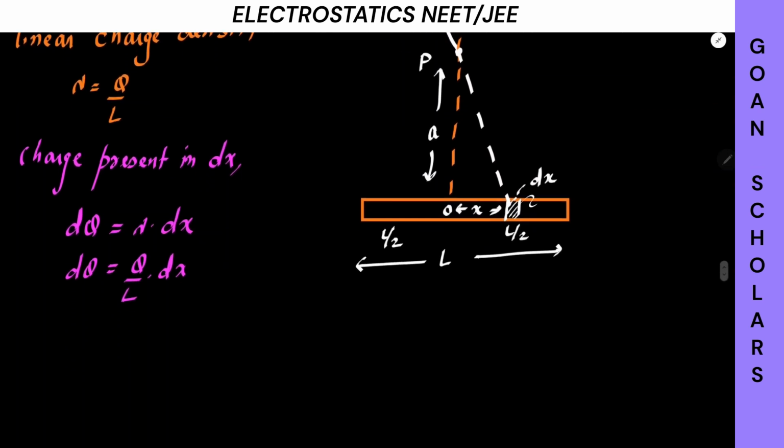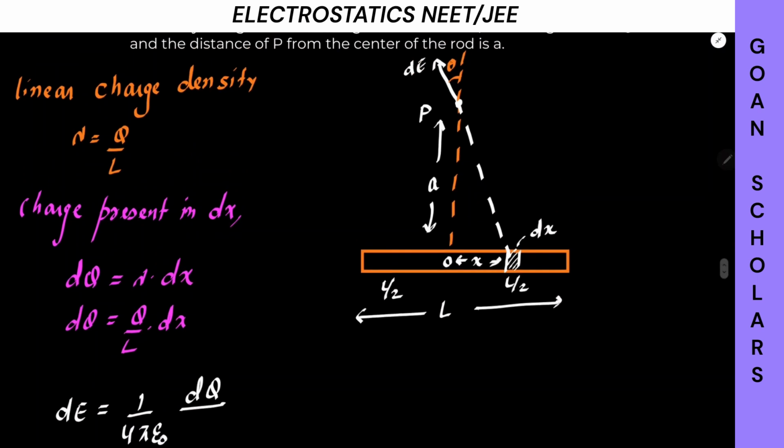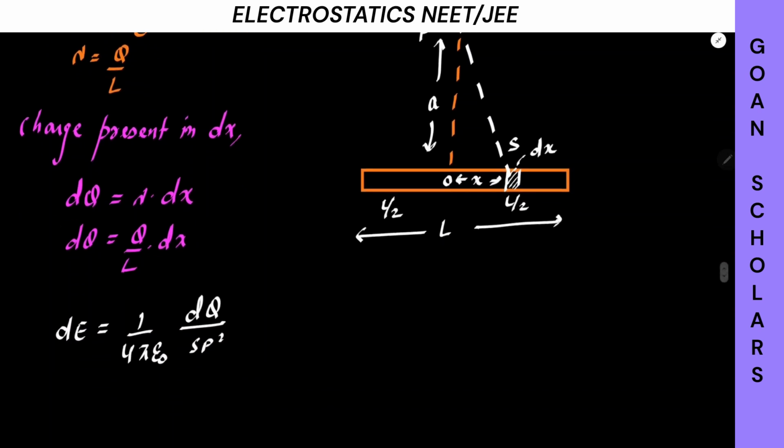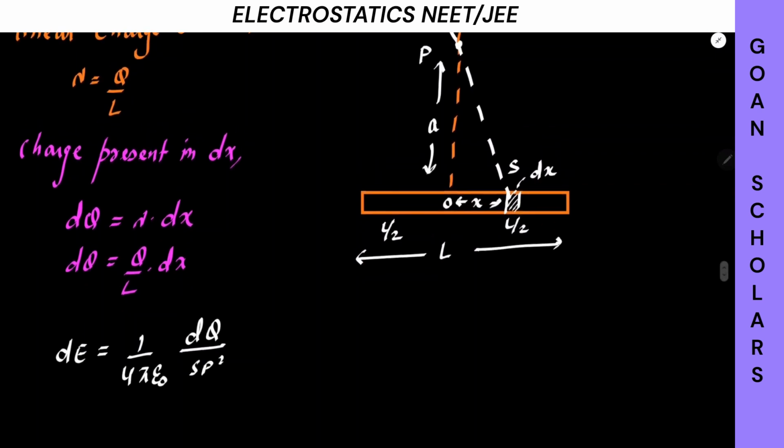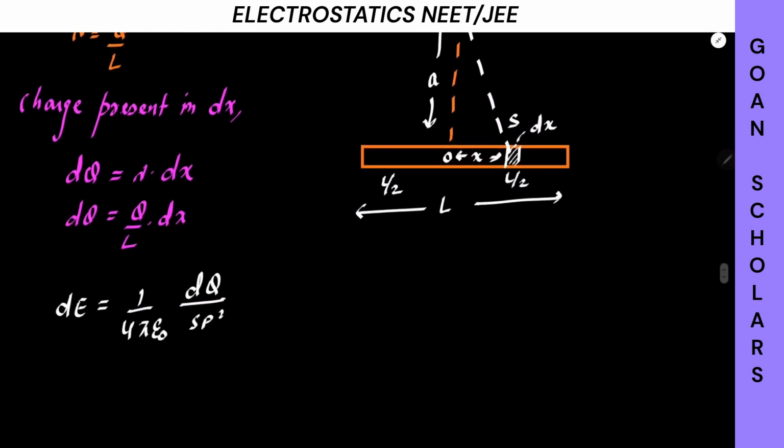Due to that small charge present in dx, what will be the electric field? It's dE, which is equal to k, which is 1 by 4 pi epsilon naught, times charge dq upon separation squared. What's the separation? Let's call this point S, so SP squared. Now what is SP squared? That we have to find. Clear? So this will be our electric field, equation number 1.